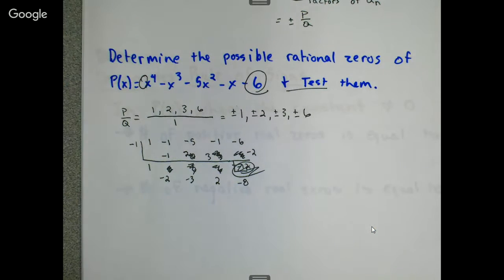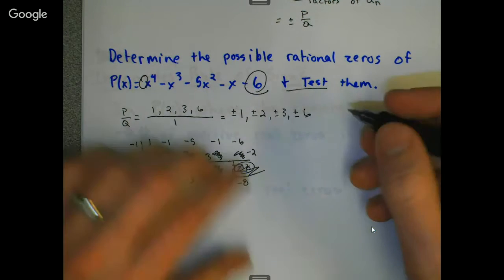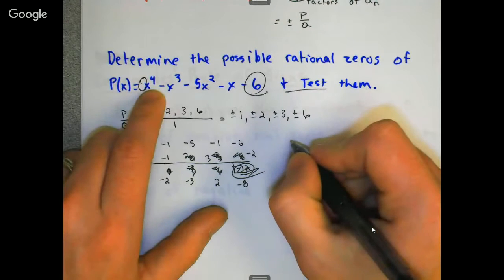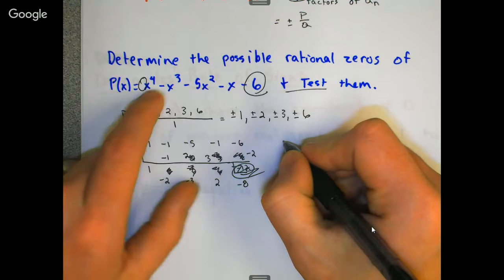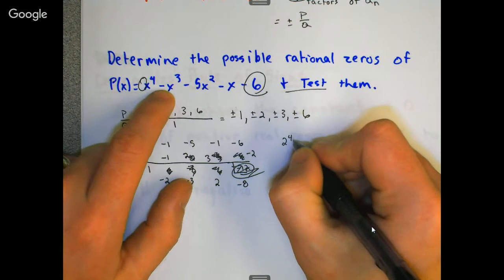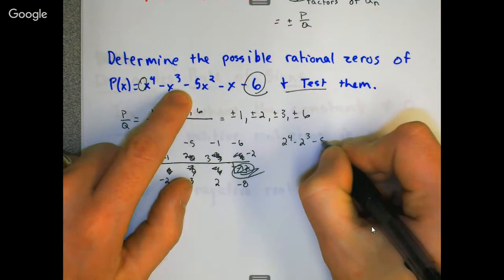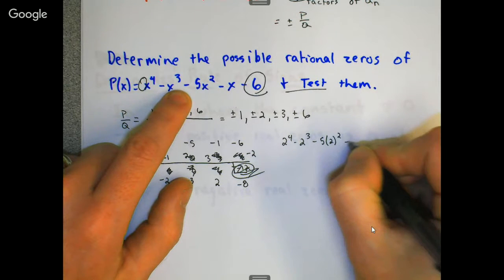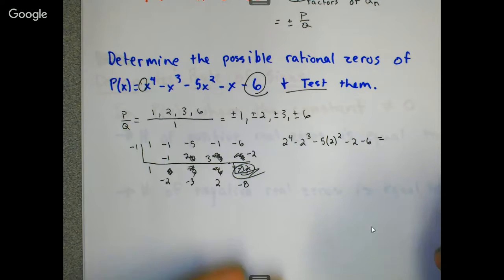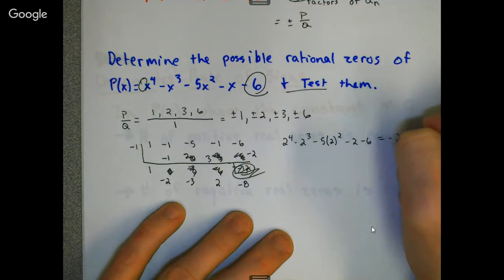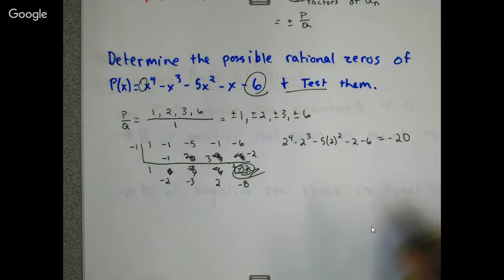Some of you might just say, well, can't I just plug this in? If I take 2 and plug it into this, so 2 to the 4th minus 2 to the 3rd minus 5 times 2 squared minus 2 minus 6, can I just plug all that into the calculator? Yep. And you're going to get -20 in that case. So 2 is not a 0.